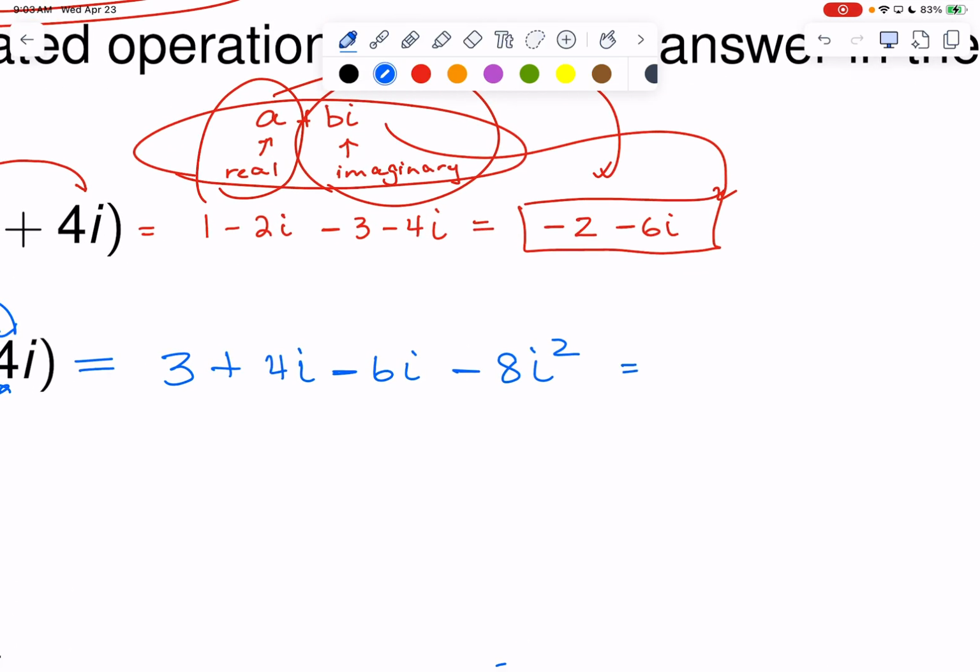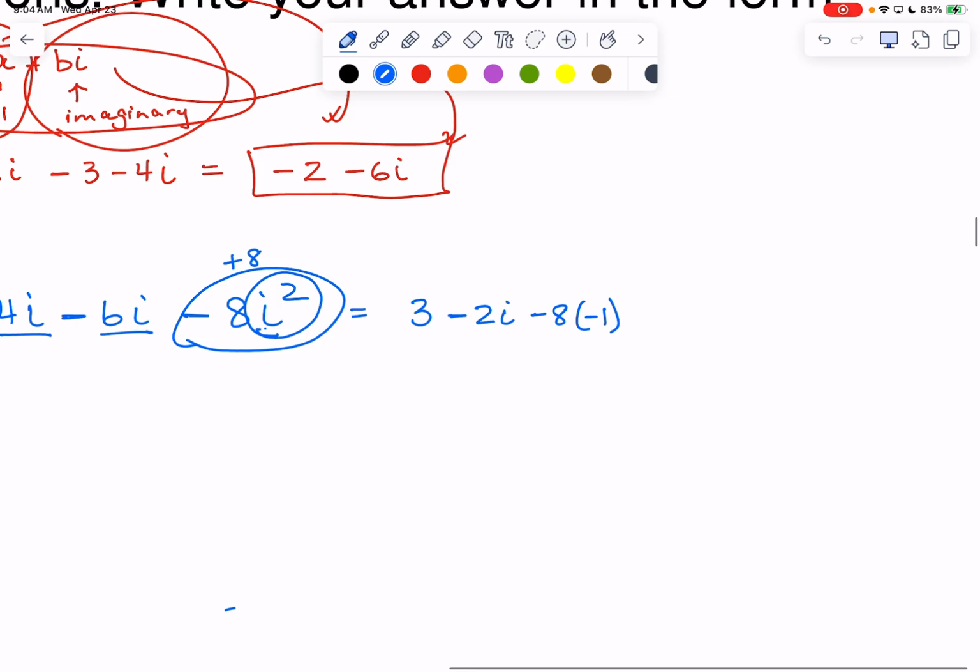Okay, so we're going to have 3. I can combine these like terms because imaginary numbers are like terms. So I have negative 2i. And then this i squared is a negative 1. So you're going to have a negative 8 times a negative 1. If you want to go ahead and make that plus 8, you can. You don't have to show any work there. You can just make that plus 8. A lot of people just change this to plus 8. You see what I'm saying? Okay. You're picking up what I'm putting down.